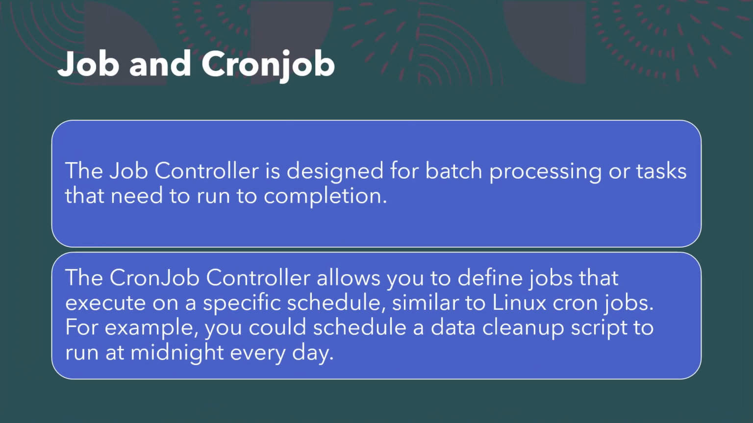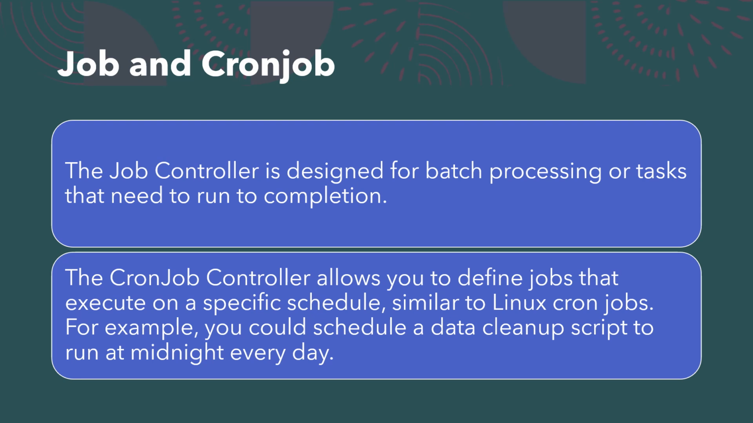The job controller is designed for batch processing or tasks that need to run to completion. For instance, sending a batch of emails, performing a nightly database backup, data migration tasks, or batch processing, for example, image processing and ETL tasks. Unlike other controllers, the job controller stops once the task is complete.